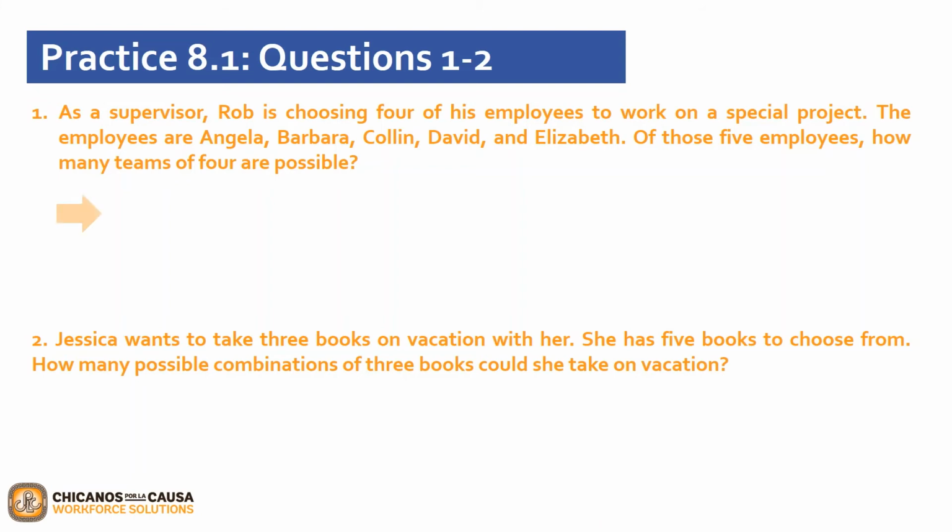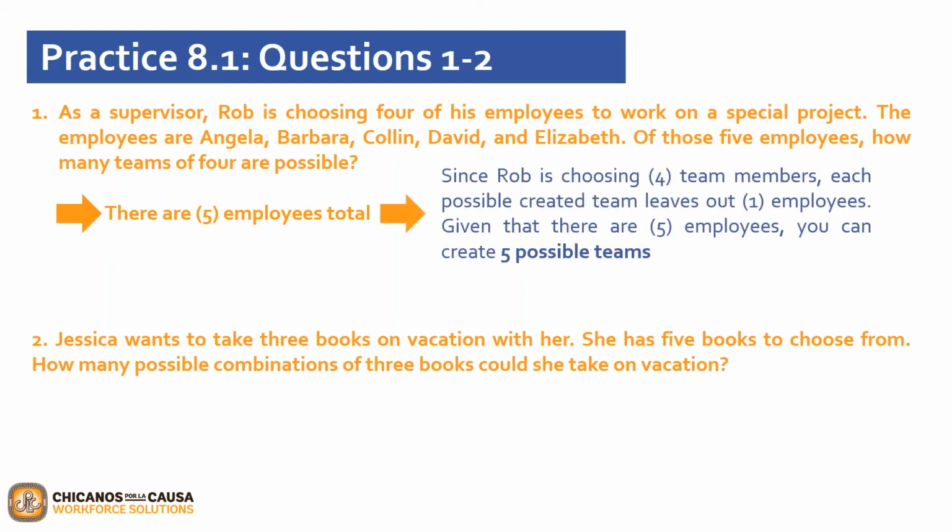So we have 5 employees total. That means that for each group of 4, one person is automatically going to get left out. Now, since Rob is choosing 4 team members, each possible created team again leaves out 1 employee. Given that there are 5 employees, you can actually create 5 possible teams.